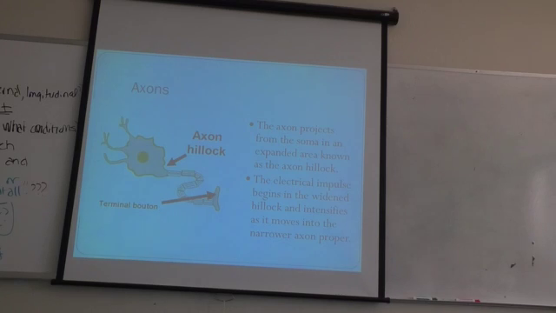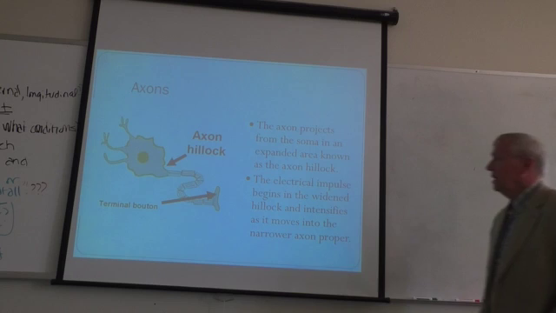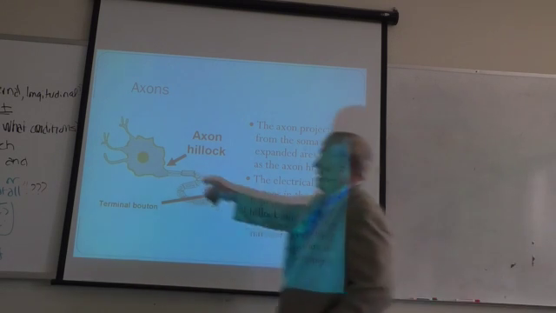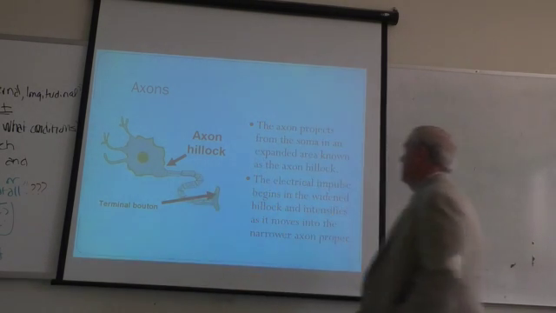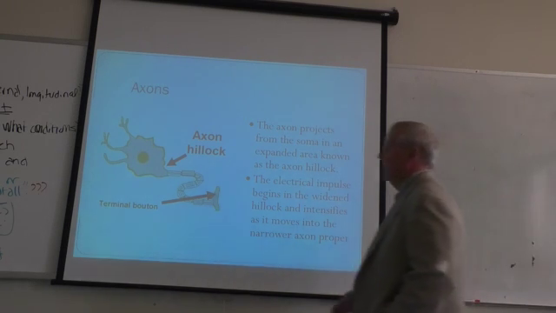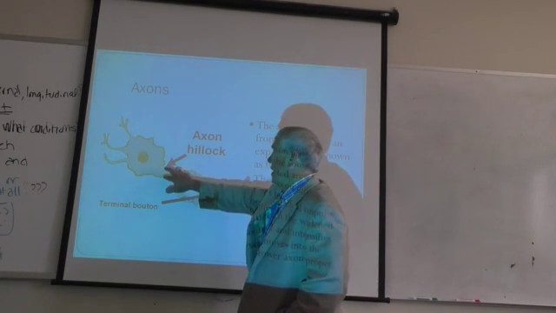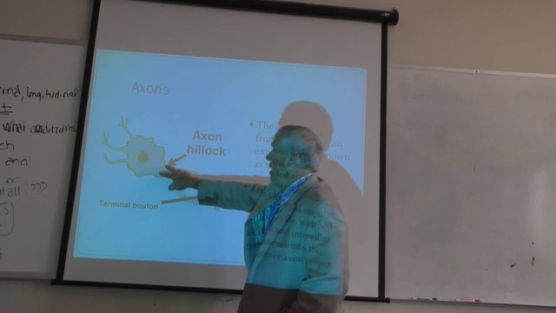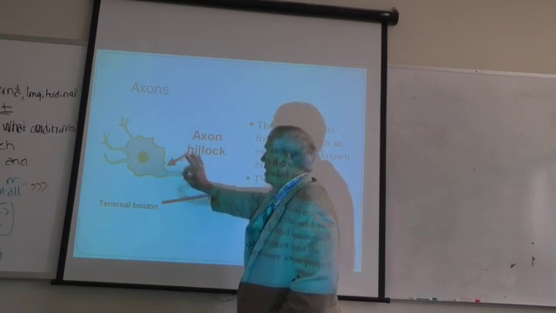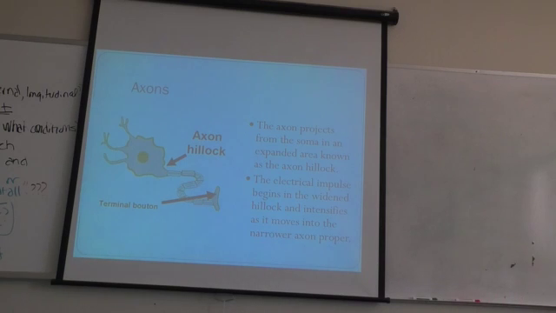The axon projects from the soma in an expanded area known as the axon hillock. And this is the axon hillock right here. Electrical impulse begins in the widened hillock and intensifies as it moves into the narrower axon proper. And of course, the electrical charge that we're dealing with starts wide and then it narrows down, and that's what makes it accelerate through the axon to the axon terminal.